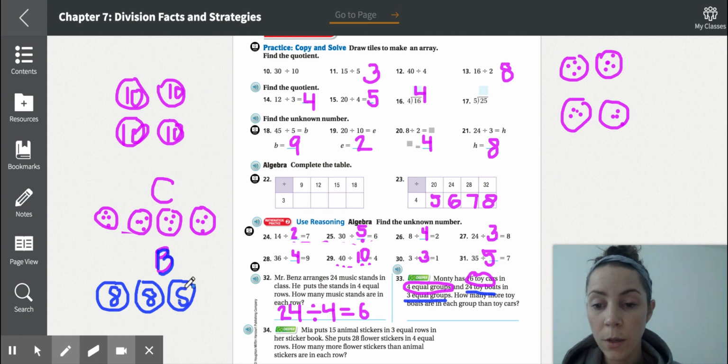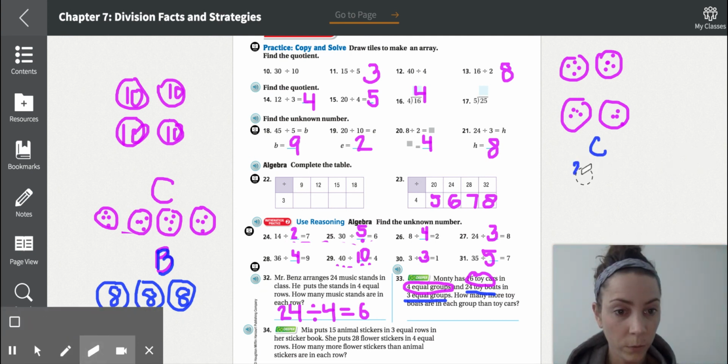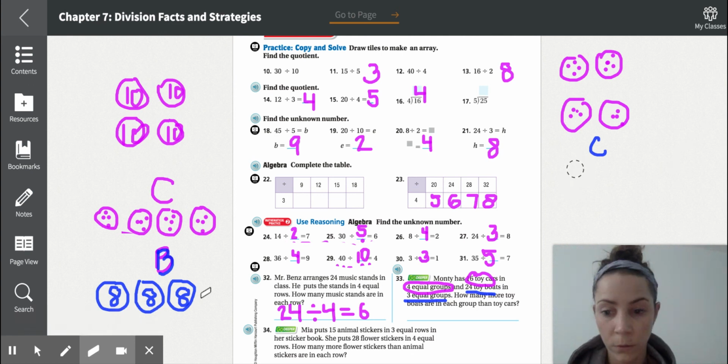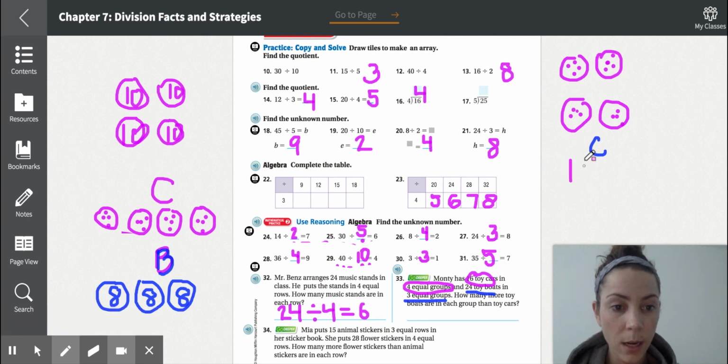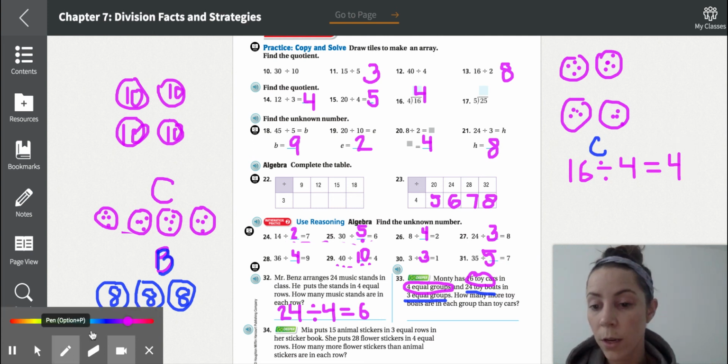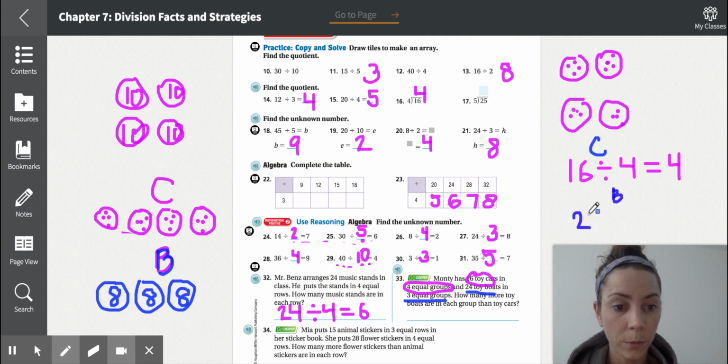Now, if you were a person who was doing just equations without pictures, the car equation would have been 16 divided by 4 equals 4. And the boat equation would have been 24 divided by 3. And that equals 8.